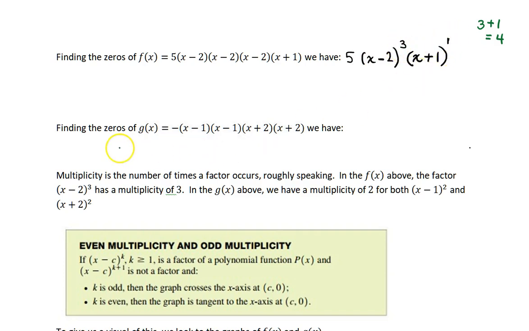All right, and here I'm going to do the same sort of thing. I'm going to have a negative out front, a negative 1, and then I'm going to have x minus 1 quantity squared, and then x plus 2 quantity squared. Now again, if I take my exponents on this, I have a 2 plus 2. That's going to get me my degree of 4. So in this case, I have a multiplicity of 2 and a multiplicity of 2.